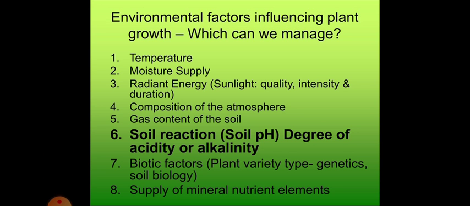So let's start. Environmental factors influencing plant growth are temperature, moisture supply, radiant energy that is sunlight quality, intensity and duration, composition of the atmosphere, gas content of the soil, soil reaction, soil pH, degree of acidity or alkalinity, biotic factors that are plant variety type, genetics, and soil biology, and supply of mineral nutrient elements.